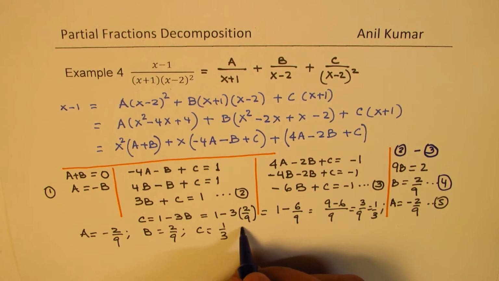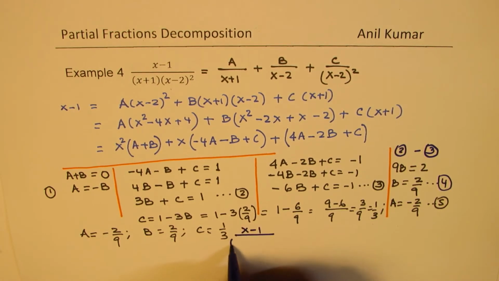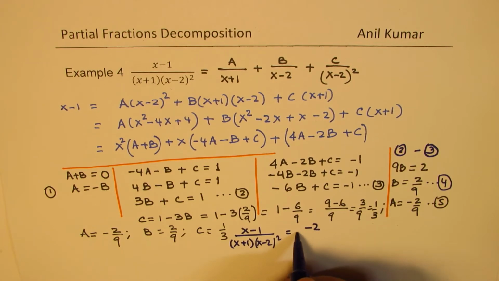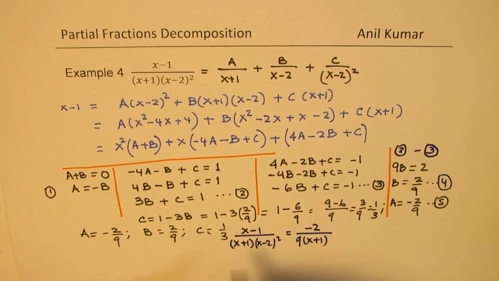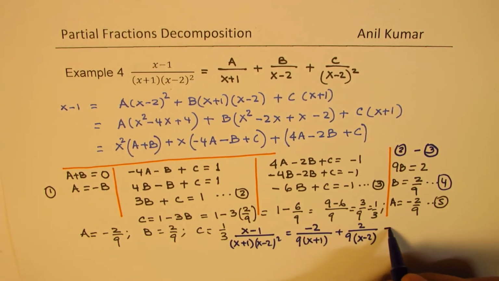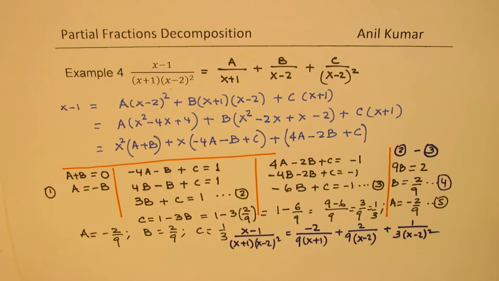So we could write this fraction, x minus 1 over x plus 1 times x minus 2 whole squared, equals a is minus 2 over 9, so write minus 2 over 9 times x plus 1. b is positive 2 over 9, so 2 over 9 times x minus 2. And c is 1 over 3, so we get plus 1 over 3 times x minus 2 whole squared. Is that clear to you? So when there are repeated linear factors, that is how we will do it. I hope the steps are absolutely clear.